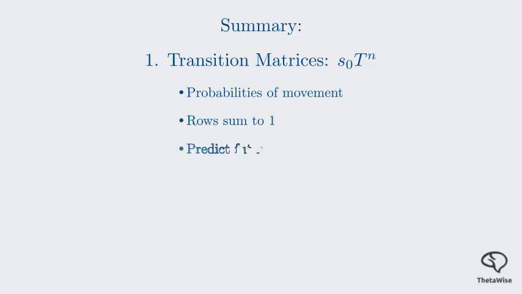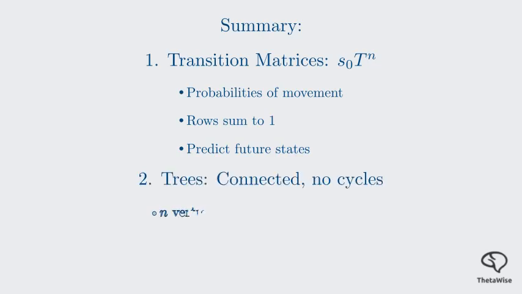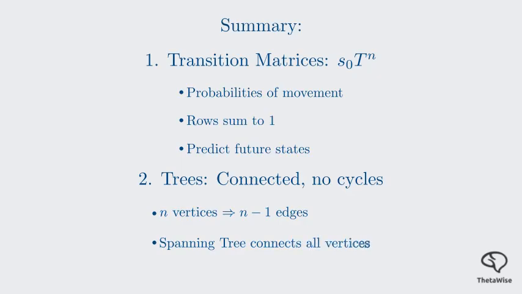Let's summarize the key takeaways from today's session. We started with transition matrices, which model probabilities of movement in weighted directed graphs. Key properties are that rows sum to 1, and we use S0 times T to the n to find future states. Then we introduced trees, which are connected, simple graphs with no cycles. We learned about spanning trees, which connect all vertices of a graph, and the crucial relationship that a spanning tree for n vertices always has n-1 edges.